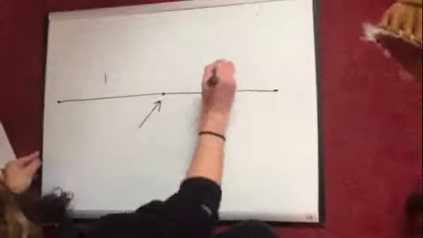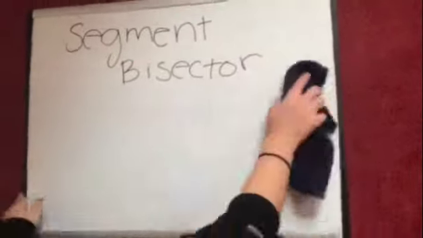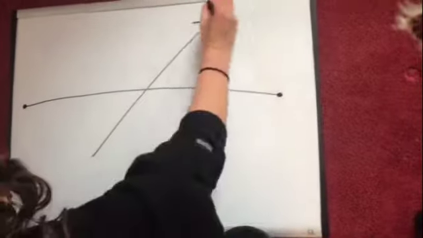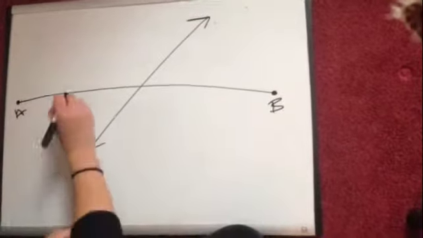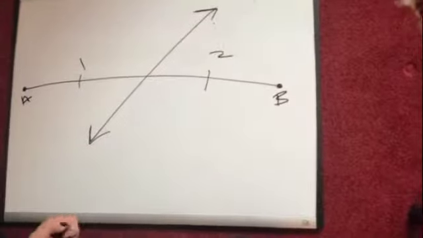A midpoint is the exact middle point creating two equal parts. A segment bisector is a point, ray, line segment, or a plane that intersects the line segment at its midpoint creating two equal parts.